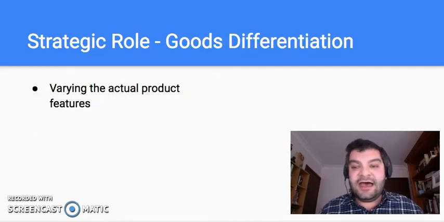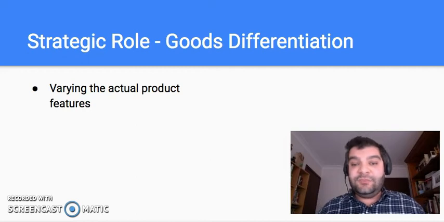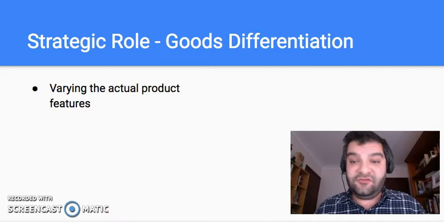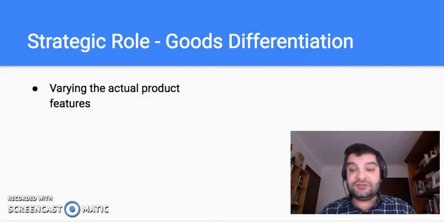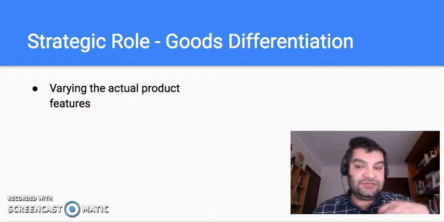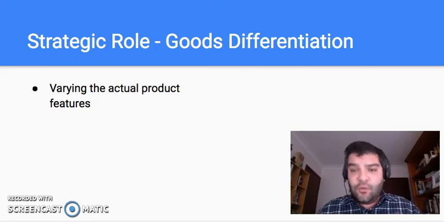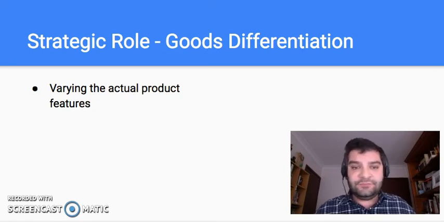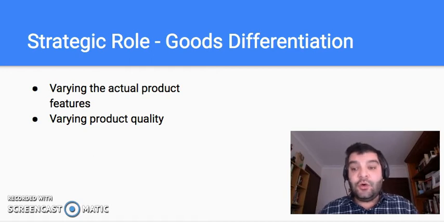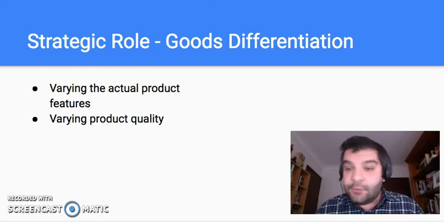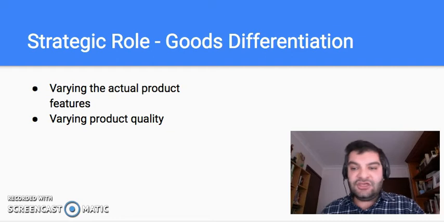Another way that businesses can be strategic in their operations is through goods differentiation. How do they differentiate their goods on the market? One way is to vary the actual product features, so actually change what the product does compared to what the products of competitors do. Changing the quality of it, making it either higher quality or lower quality depending on what market you're trying to aim at.